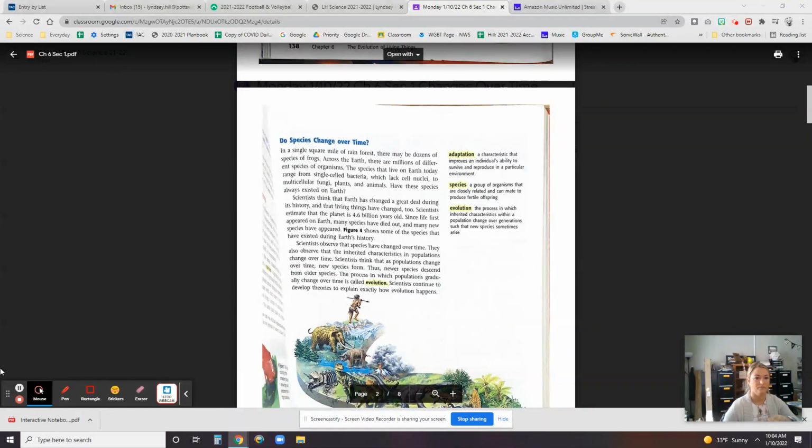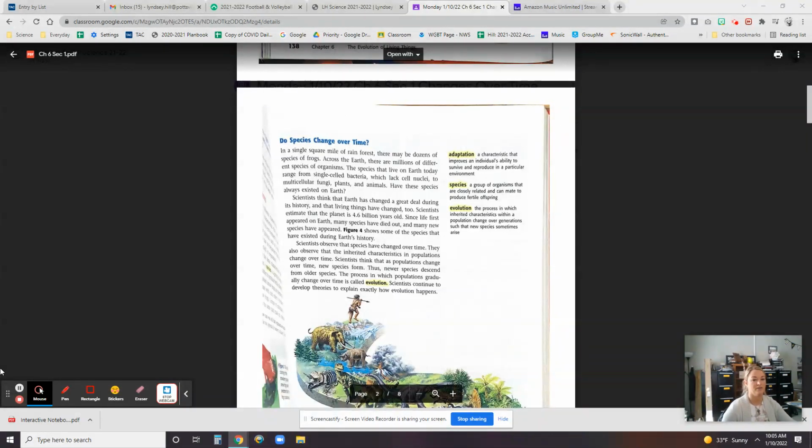Page 139. In a single square mile of rainforest, there may be dozens of species of frogs. Across the earth, there are millions of different species of organisms. The species that live on Earth today range from single-celled bacteria, which lack cell nuclei, to multicellular fungi, plants, and animals. Have these species always existed on Earth? Scientists think that Earth has changed a great deal during its history, and that living things have changed too. Scientists estimate that the planet is 4.6 billion years old. Since life first appeared on Earth, many species have died out, and many new species have appeared.